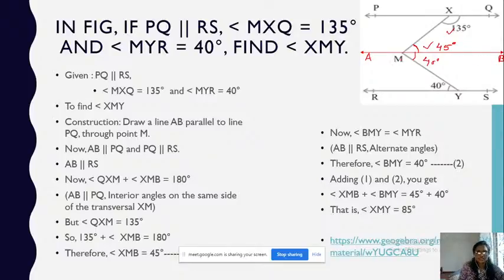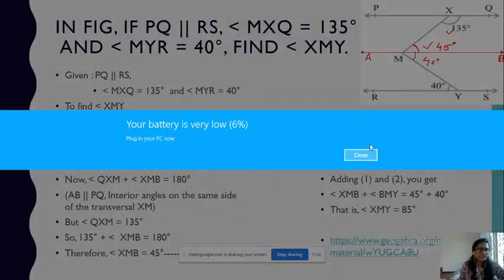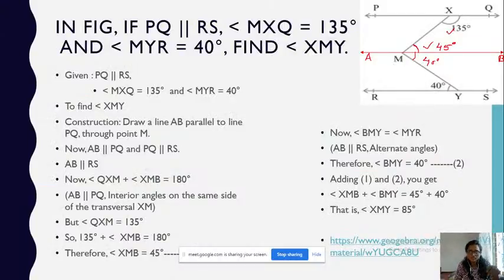And since AB and RS are parallel, we can say that angle BMY is equal to 40 degrees. So since the angle that we needed to find was the sum of these two angles, we got angle XMY equal to 85 degrees. It's very simple. You can use any method and this just proves that. Just find the angle. Okay.